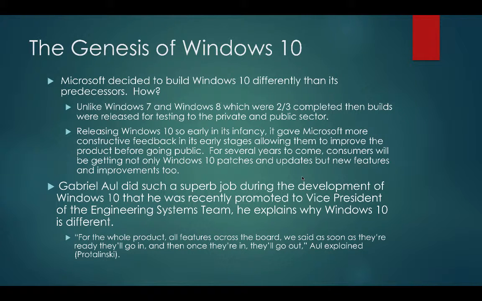Gabriel Aul did such a superb job during the development of Windows 10 that he was a general manager and recently was promoted to vice president of the engineering team. And he explains why Windows 10 is different. For the whole product, all features across the board, we said as soon as they're ready, they'll go in. And then once they're in, they'll go out.